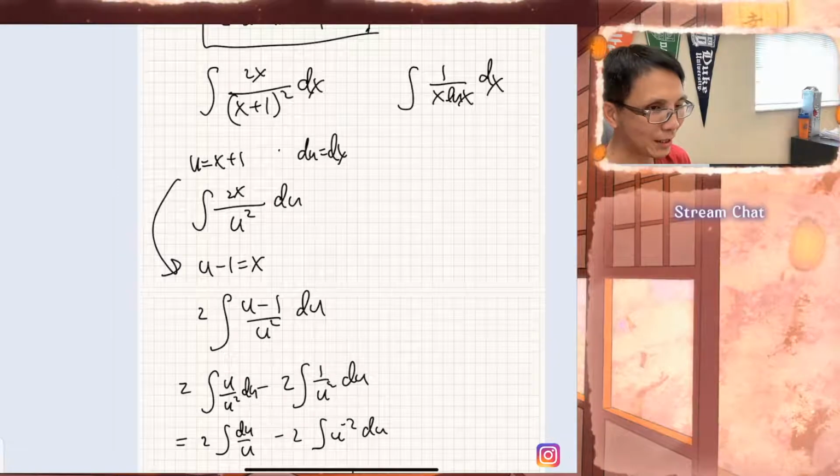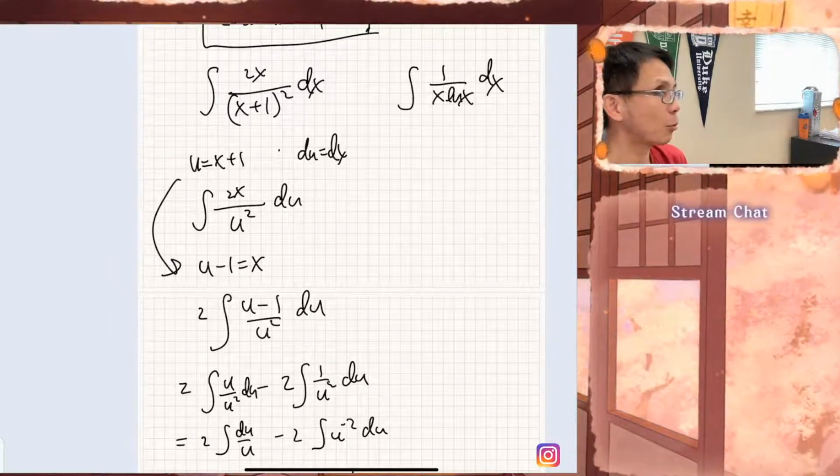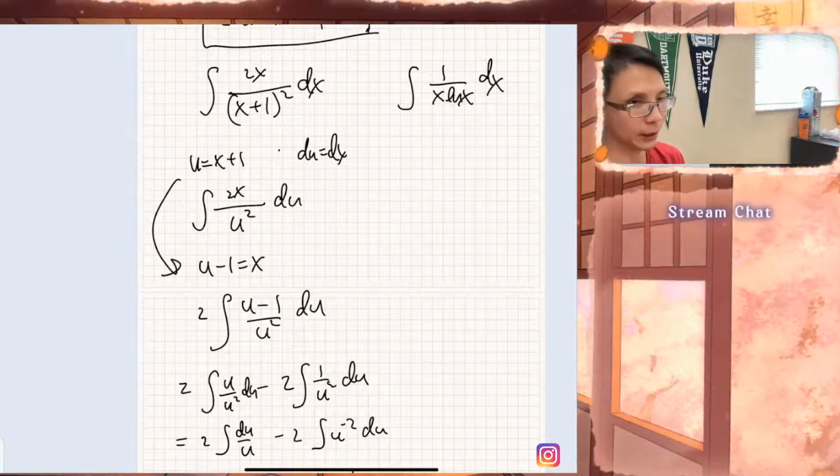It's 1 over x natural log of x dx. So what do I want u equal to here?